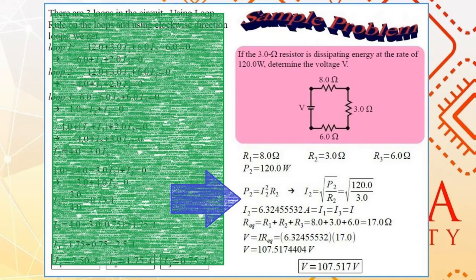Let 8 ohms be R1, 3 ohms be R2, and 6 ohms be R3. The power dissipated by the 3 ohms, R2, therefore is P2, 120 watts. You will recall that we have three equations for power dissipated by a resistor. One of them is I squared R. Therefore, P2 is equal to I2 squared R2. Isolating I2, we are able to calculate I2.